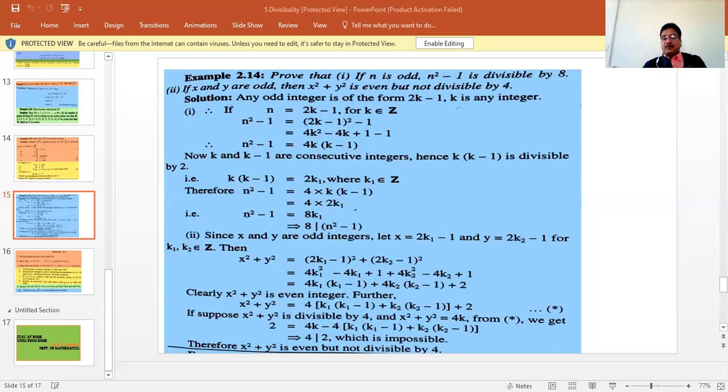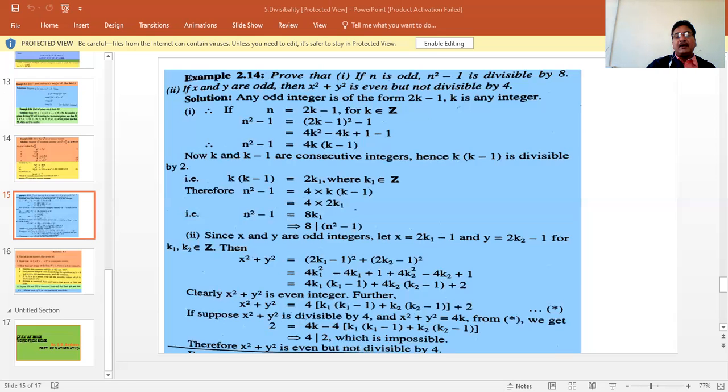When we say an integer is even, it is a multiple of 2, or 2 divides that integer. So we have x square plus y square as a multiple of 2, and therefore x square plus y square is even. But we also have to show that x square plus y square is not divisible by 4. The proof is by the contradiction method. We assume that x square plus y square is divisible by 4.